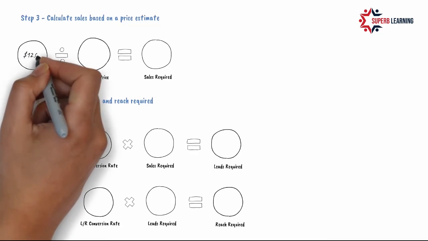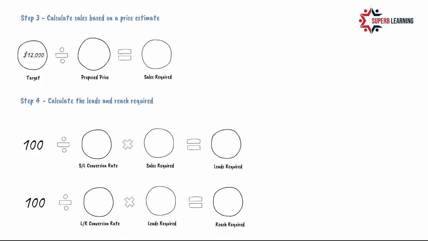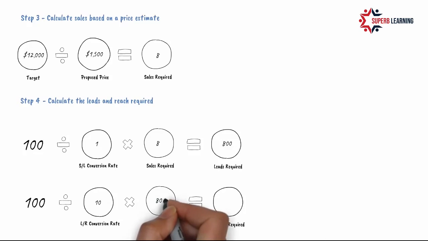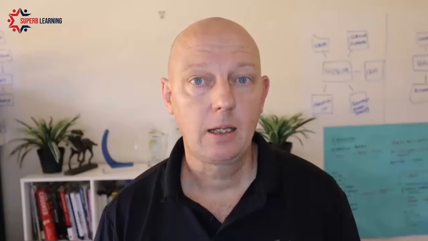Another example, okay, what happens if we increase the price? Okay, so our proposed price is $1,500, we then need 8 sales required. Now, obviously as we increase the price, the sales to lead conversion ratio is going to drop. Okay, so it's probably going to drop to around 1% for a $1,500 course. Number of sales required is going to be 8, so that gives us our 800 leads required. Based off our 10% lead to reach conversion ratio, and our 800 leads, we need to reach 8,000 people. Okay, so there you go.